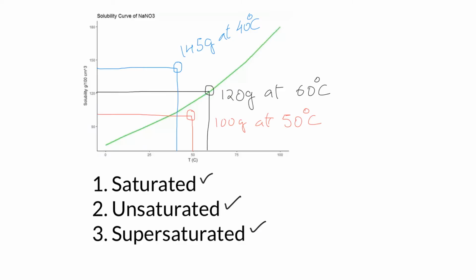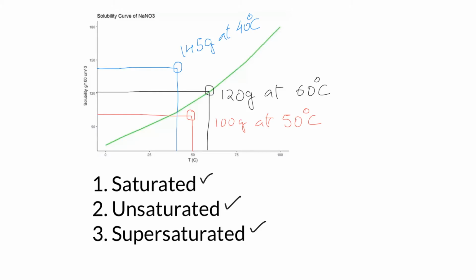Now, what happens if your temperature stays at 50 Celsius and you have 100 grams of the solute? As you can see, the point is below the line. When the point is below the line, that signifies that your solution is unsaturated. It means that you can still dissolve more.